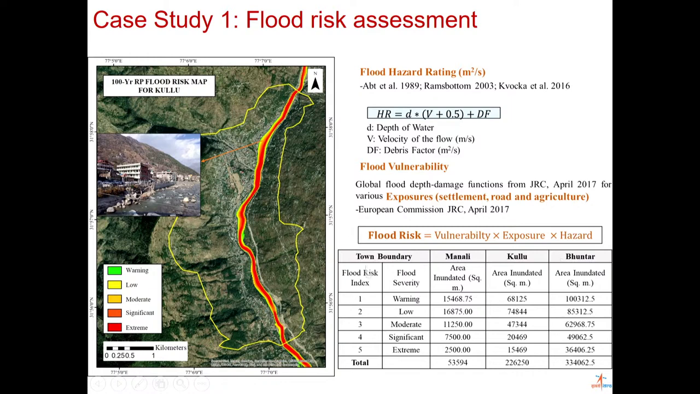Further, you can delineate the complete boundary of your cities, and out of the whole city, see how much area was inundated. Based on that you can identify the severity, whether it is low, moderate, significant or extreme. So like that, you can do such studies using the hydrodynamic modeling output.